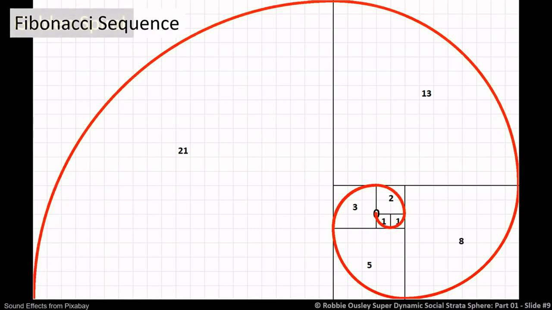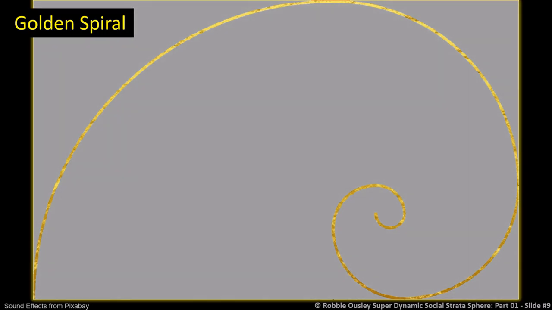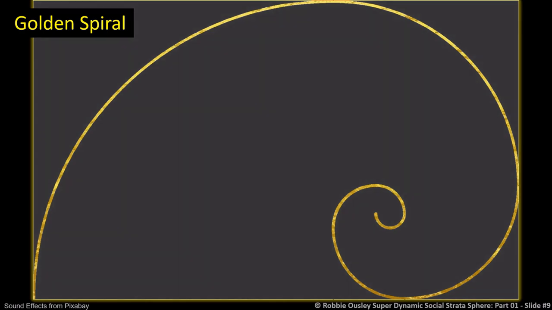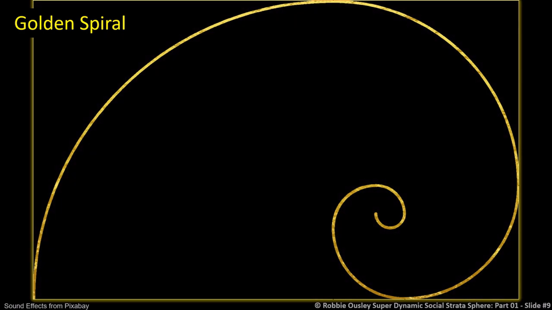The Fibonacci sequence is a fascinating and beautiful mathematical object. It has been studied by mathematicians for centuries, and it continues to be a source of wonder and inspiration. Let's look at where the Fibonacci sequence can be found in nature.